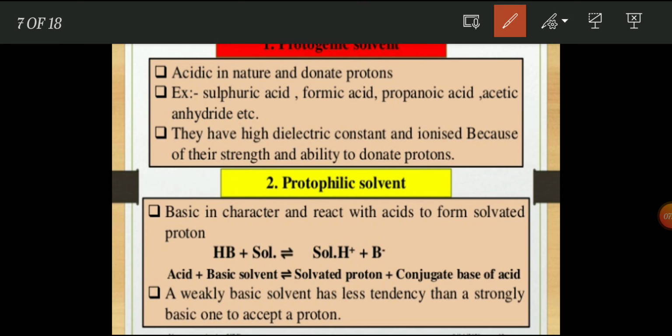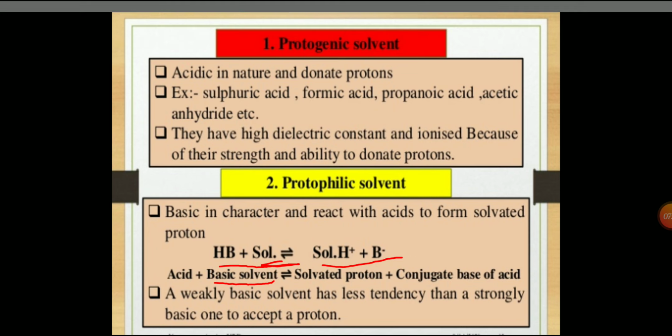See, this is the acid and basic solvent, and it will give the solvated proton and conjugated base of the acid. This is a weakly basic solvent and has a less tendency than the strongly basic one to accept the proton. See, this is the property of the protophilic solvent.